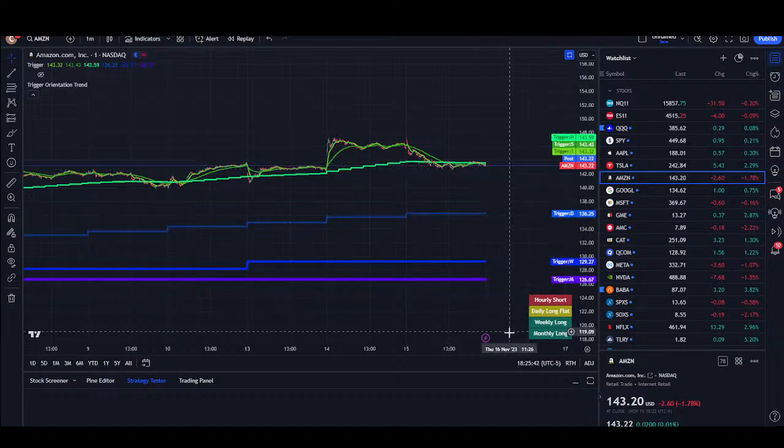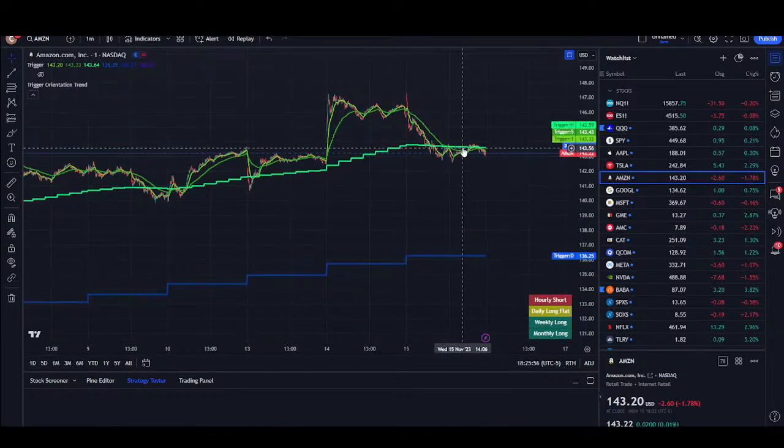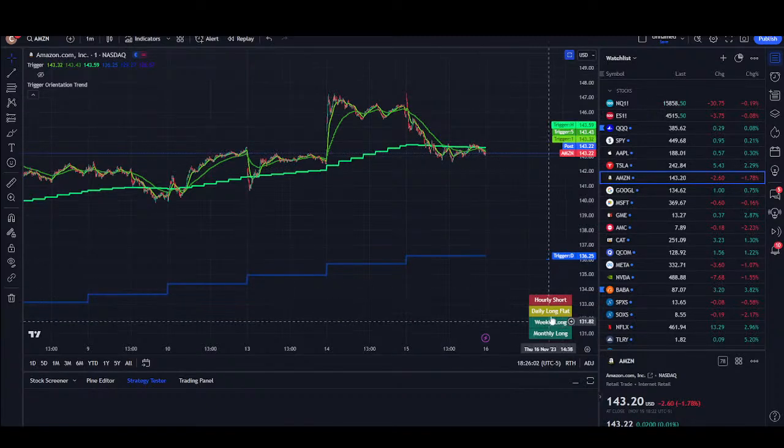So if you guys know how the triggers work, monthly on bottom, followed by weekly, followed by daily, followed by hourly, that's the most bullish orientation. So see, the monthly is long because you have the weekly on top of it and the daily on top of that. You have the weekly long because the daily and the hourly is on top of the weekly. The daily is long flat because although the hourly is above the daily, the price and the 5-minute trigger are below the hourly. So this on the side can just give you a great idea of the macro trend of the stock.